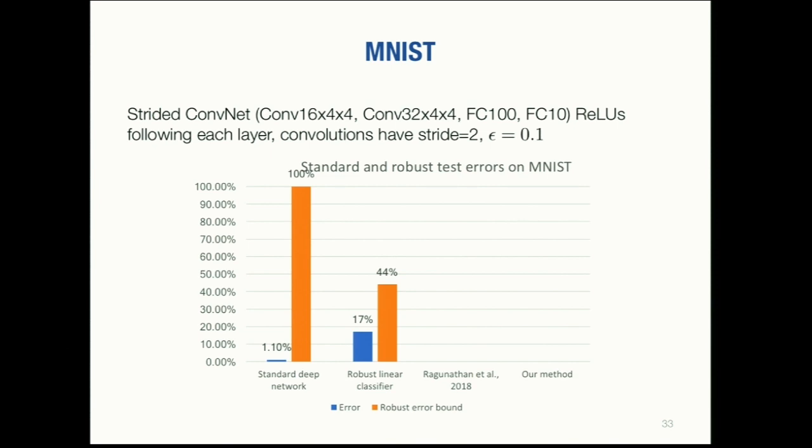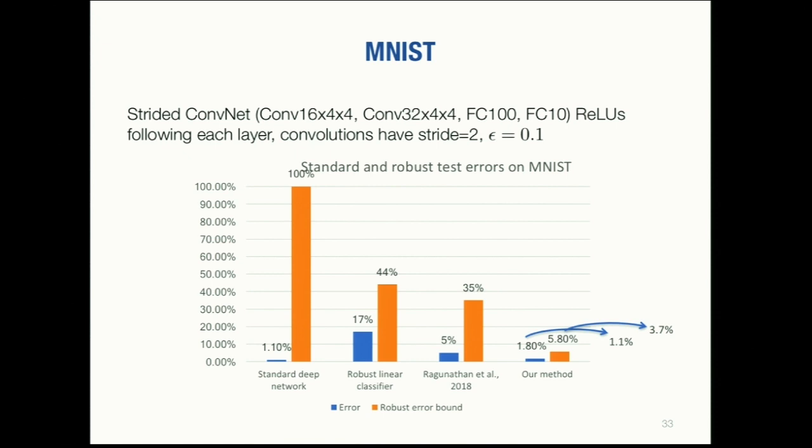There was some concurrent work out of Stanford by Aditi Raghunathan and others using an SDP approach. What they were able to show is they can get a network with 5% nominal error and a bound of no more than 35%. Whereas our method gets about 1.8% error, and our robust bound says no attack could achieve more than 5.8% error. And actually, since then, we've been able to strengthen that a little bit more just by building a bigger network.